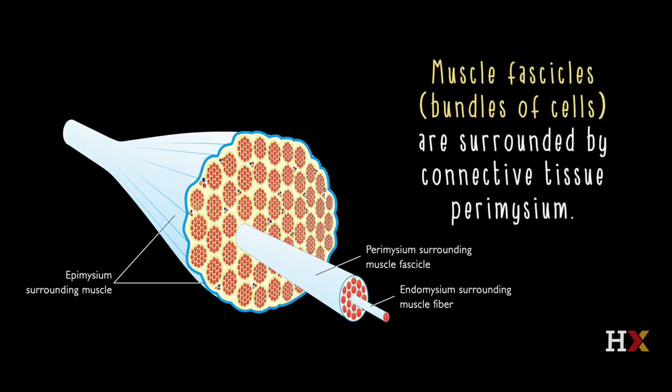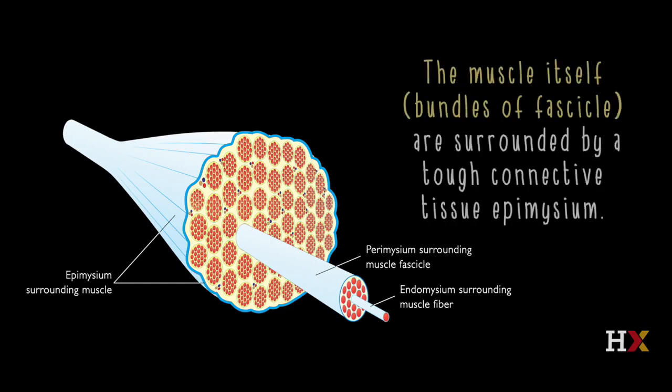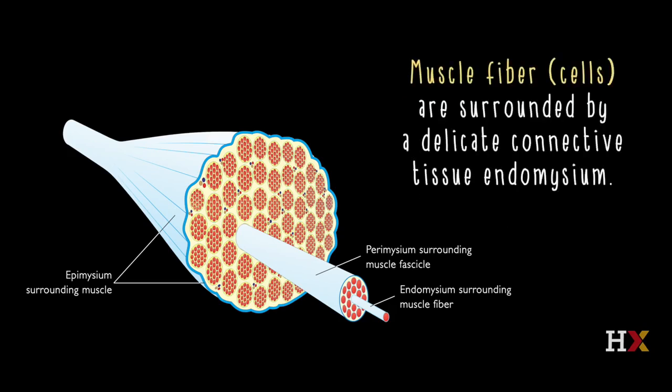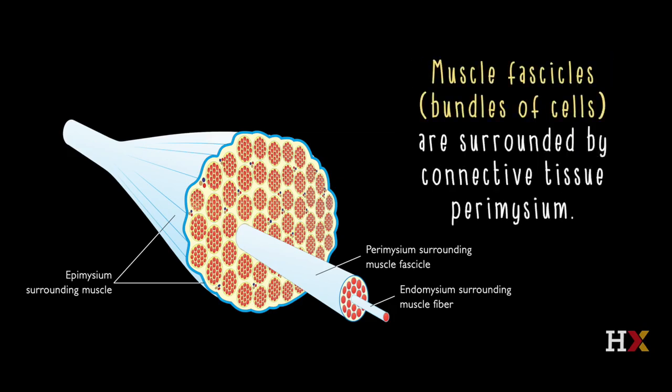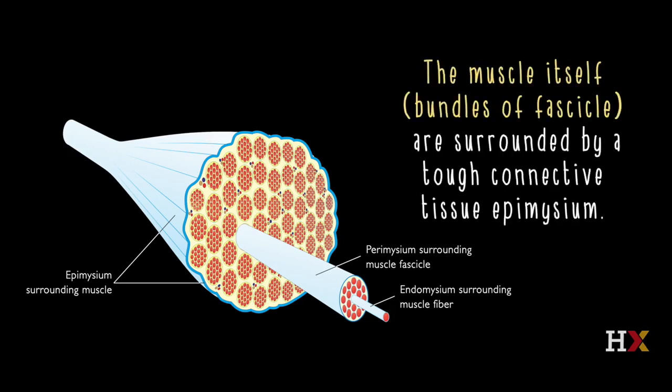Muscle fascicles consist of bundles of muscle cells, and those bundles, the fascicles, are surrounded by a connective tissue perimysium. And the muscle itself, which consists of bundles of fascicles, is surrounded by a tough connective tissue epimysium. So in terms of the hierarchy, we start at the cell, surrounded by connective tissue endomysium. Bundles of muscle fibers together are surrounded by a connective tissue perimysium. The muscle itself is surrounded by an epimysium, and this is a very thick, dense connective tissue.